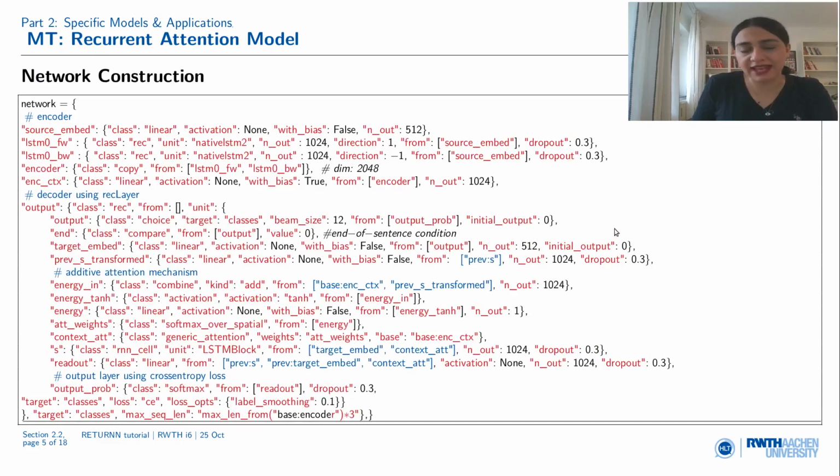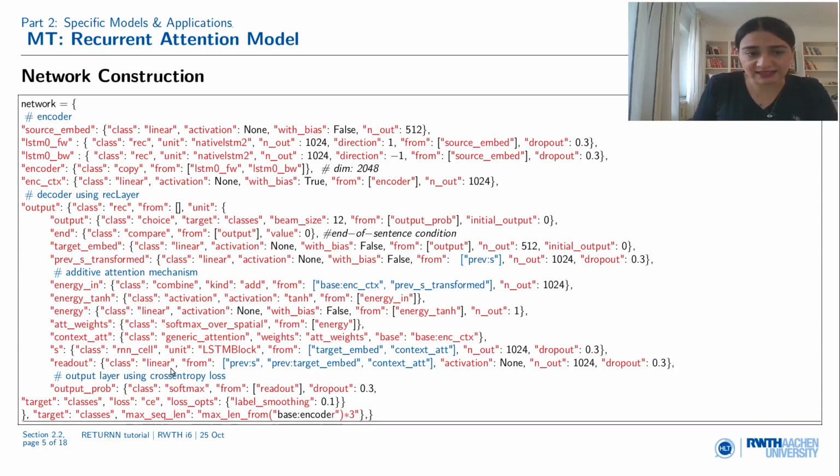But as explained in the first part of the tutorial, you can construct the whole network in a configuration file in RETURNN. And here you can see an example of a recurrent attention model and its configuration. The first part corresponds to the encoder, like forward and backward LSTM. Then we have a rec layer representing our decoder. This part of the config corresponds to the attention mechanism. Given the previous decoder state and encoder representation, we compute the score. We multiply it with tangent hyperbolic, then we transform it to the scalar value, then we normalize it to get the attention weights.